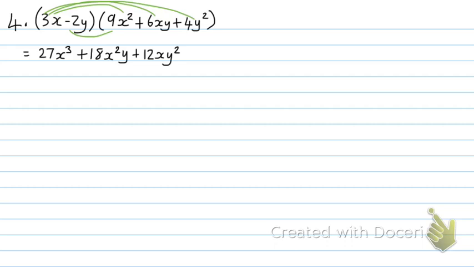Then I take the second one and multiply it with everything in the second bracket. So it's negative 2y times 9x squared is negative 18x squared y. Negative 2y times 6xy is negative 12xy squared. And negative 2y times 4y squared is negative 8y to the power 3.